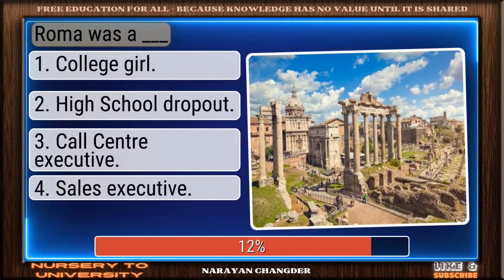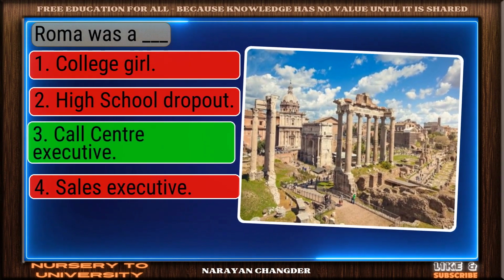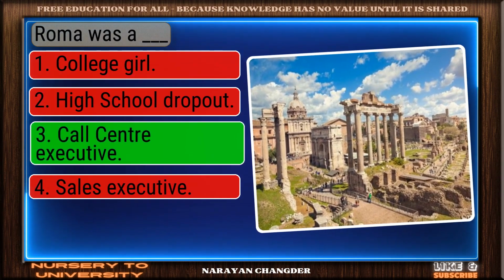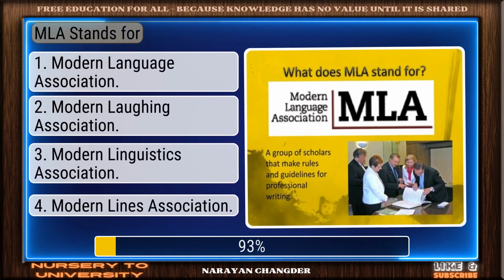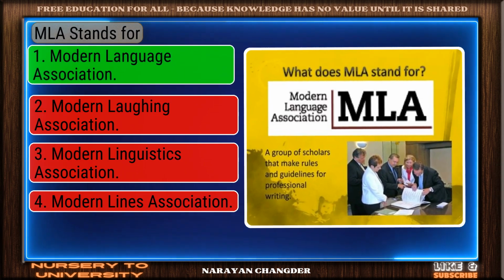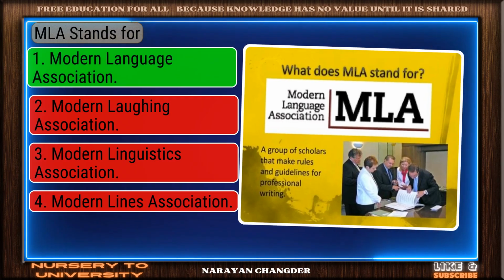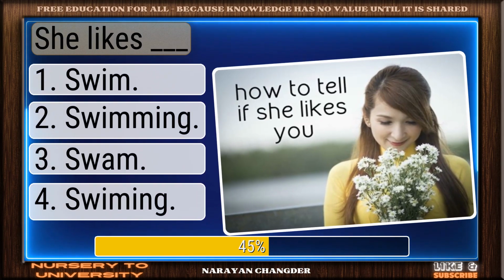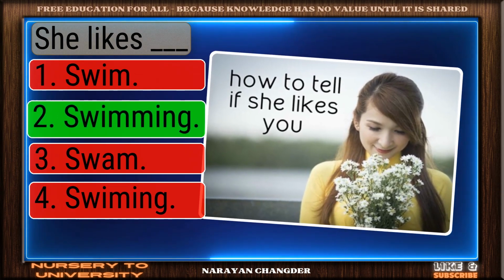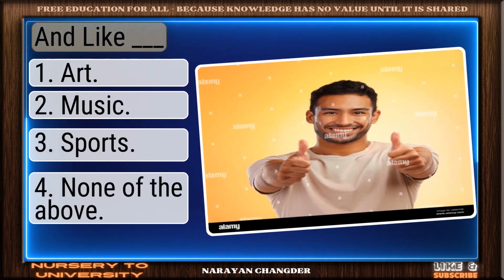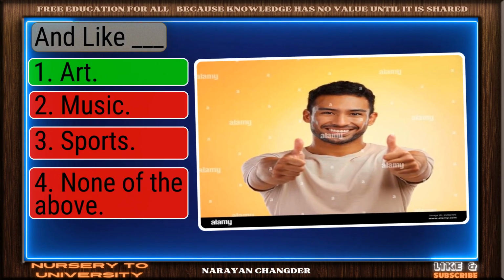Roma was a dash. Nice work. You chose call center executive and it is correct. Mila stands for. Nice selection. Modern Language Association is the correct and valid answer. She likes dash. Clear logic. Your choice, swimming is sound and 100% true. And like dash. Right choice. Art is the best answer.